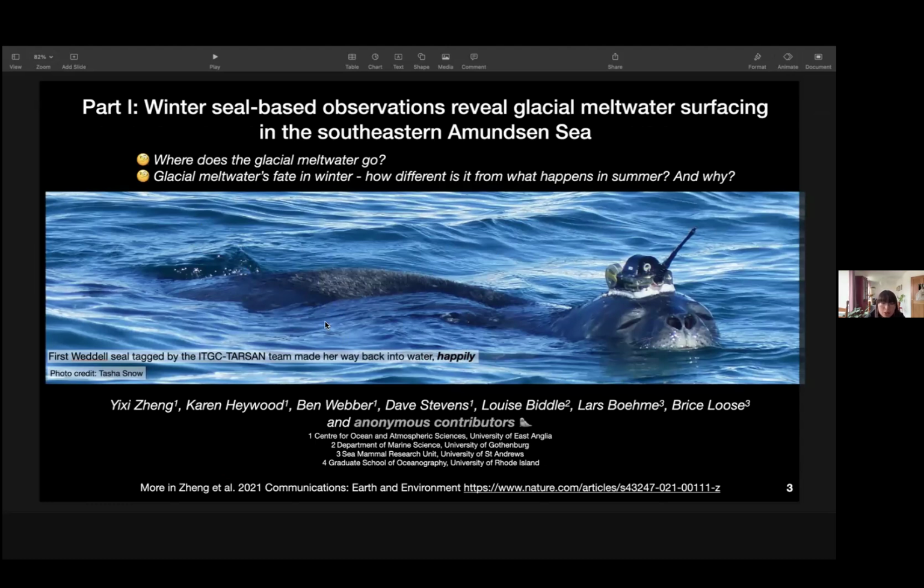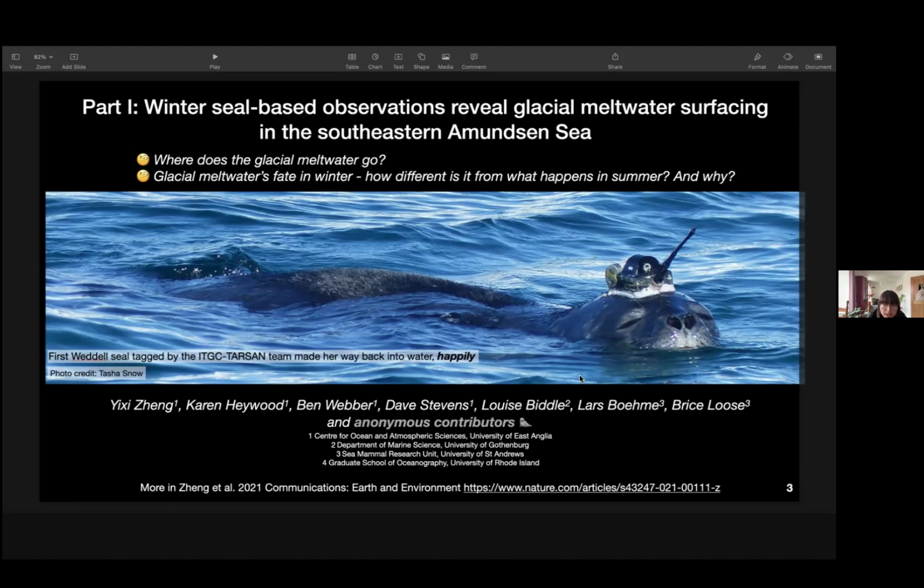Because we already know quite a lot about summertime meltwater distribution, but we never really knew what's happening in winter because we don't have enough observations. Until those cute, happy faces come up to our mind, and with those seals, when we put those small tags on the top of their heads, they can swim around in Antarctica, especially in wintertime as well, and collect the CTD measurements for us in this season that nobody can really go.